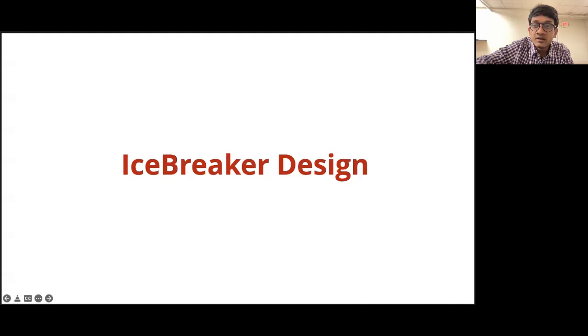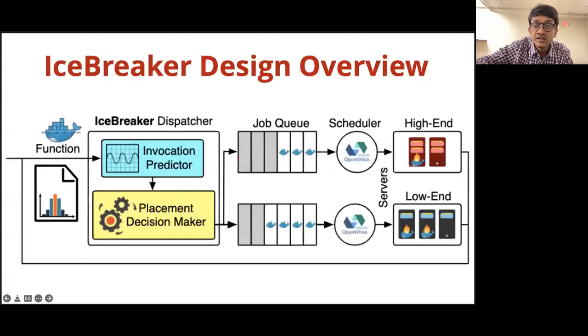Now we begin the design of IceBreaker. At its core, IceBreaker has two major design components: a function invocation predictor and a placement decision maker. The invocation predictor predicts the functions to warm up, and the placement decision maker suggests what kind of server, a low-end server or a high-end server or no server at all, to use for the warming up of the function.